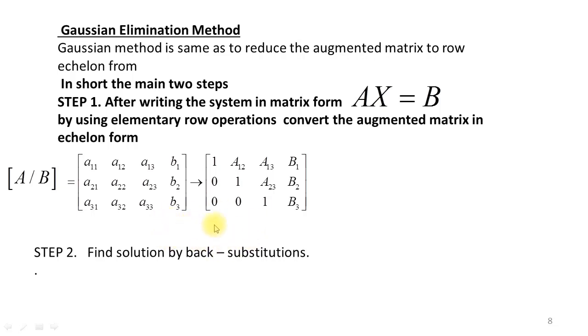Find the solution from that echelon form of the augmented matrix. This is the augmented matrix and this is the echelon form. At the first stage, write the system in equation form, take the augmented matrix, and then convert the augmented matrix to row echelon form. This is the augmented matrix and this is the row echelon form of the augmented matrix. At the second step, use back substitution to find the solution from this echelon form.